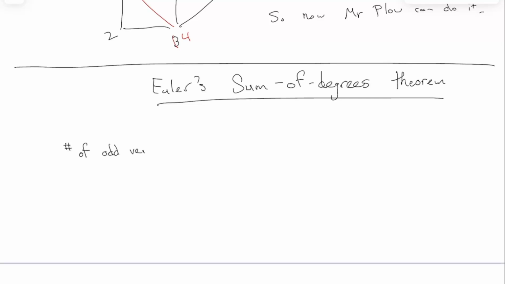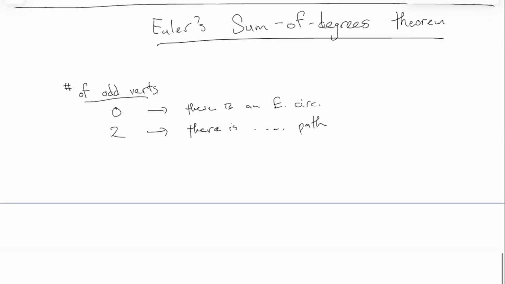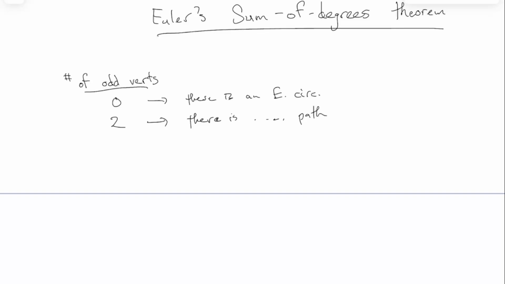is that it's all about the number of odd vertices. If there are 0 odd vertices, that means there is an Euler circuit, right? If there are 2 odd vertices, there is an Euler path. This is what we've already said so far. And then if there's any more than two, then there is neither, right? That's what we've been talking about all today.